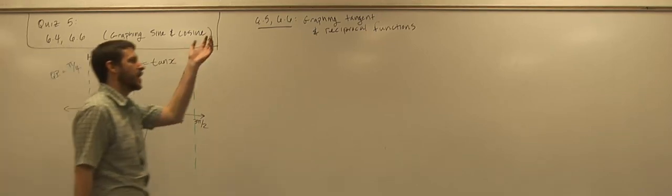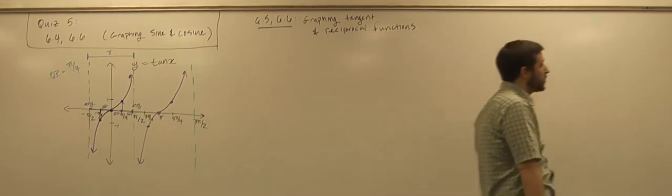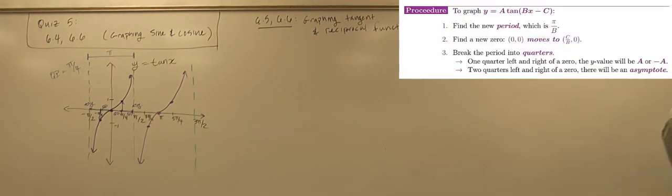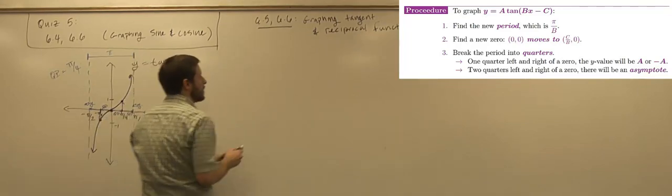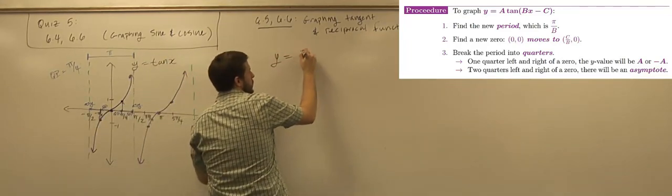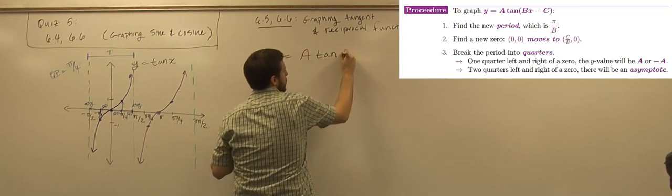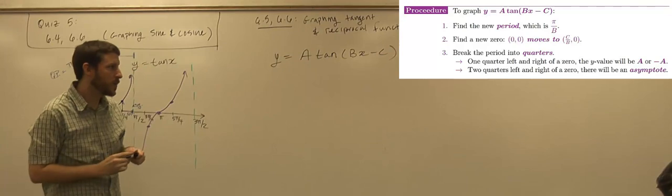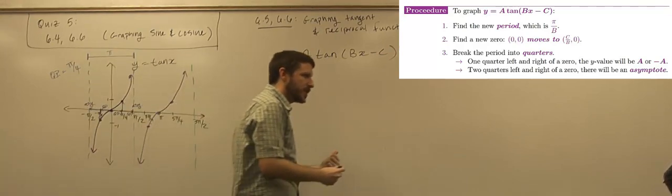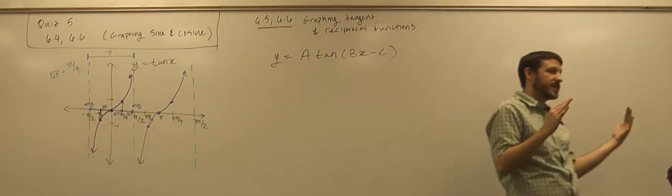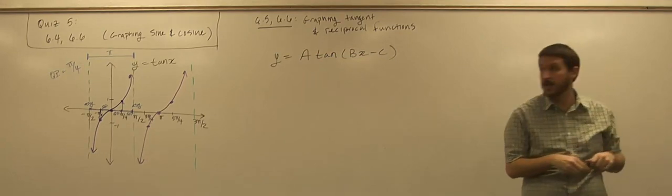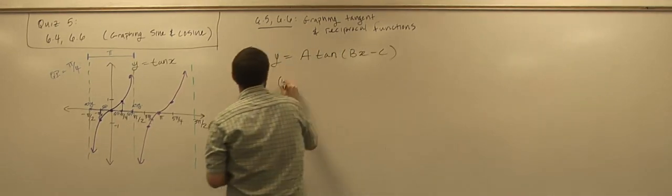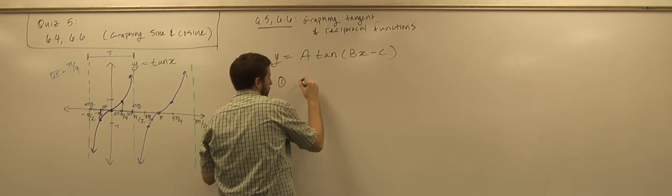So I try to describe the procedure here to you. To graph y equals a tan bx minus c. Right, so now we're talking about more complicated tangent functions. First, we want to find the new period. For tangent, because the original period of tangent was pi and not 2 pi, the new period is pi over b.